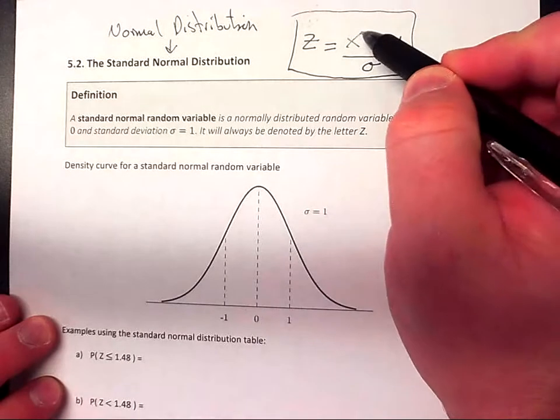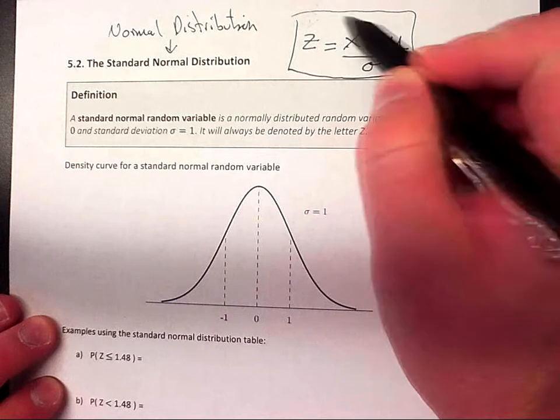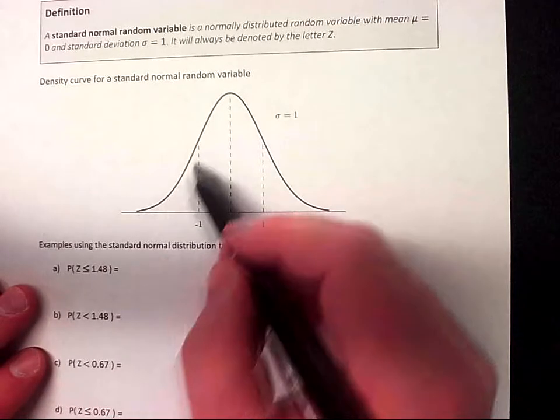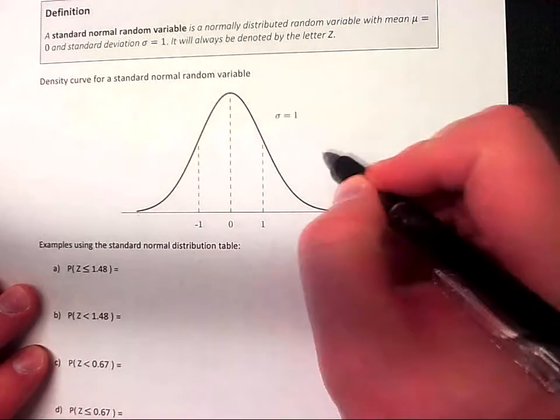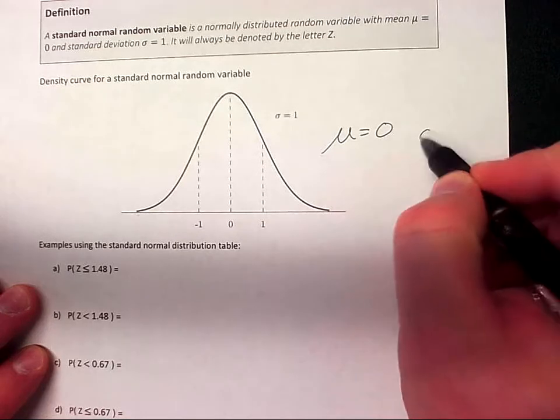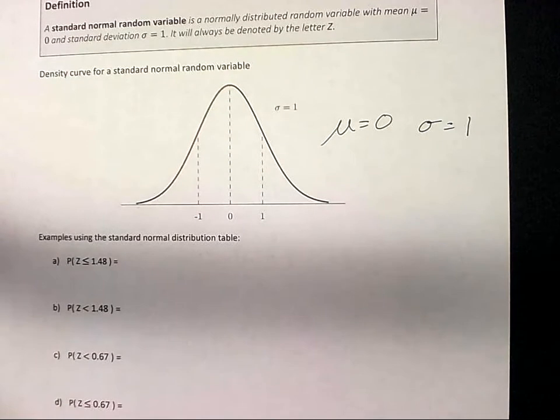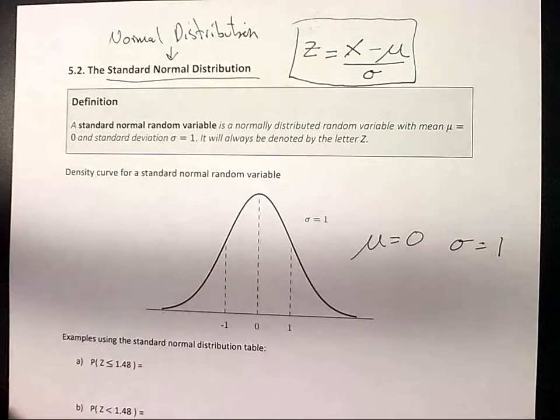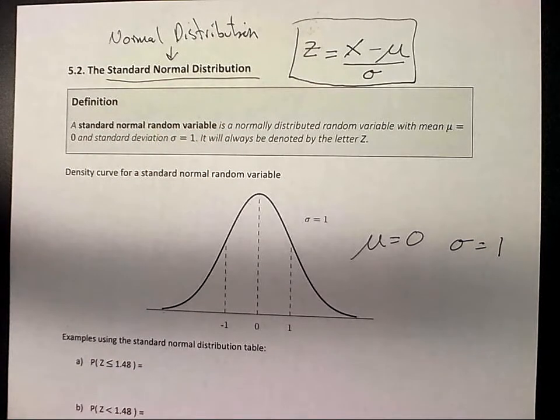All right. Then if we standardize this, or if we take some x and convert it to a z value, now we only have one normal distribution, where the mean is 0 and the standard deviation is 1, which is simply called a standard normal distribution. All right. Everybody good with this?